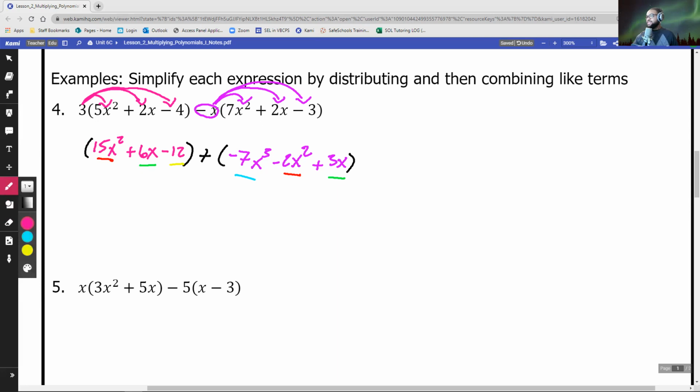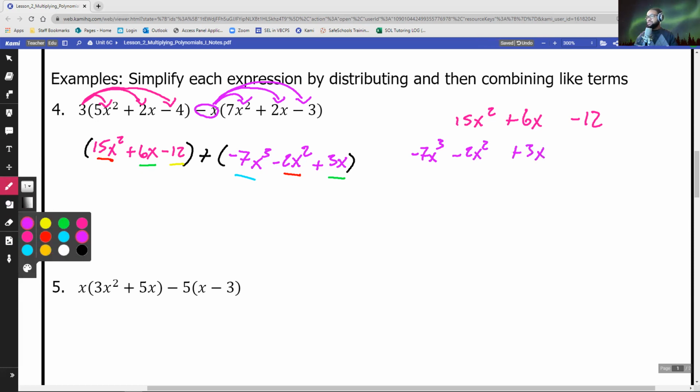I have a 15x squared plus 6x minus 12. And then I have a negative 7x cubed. I wrote that out to the side because I don't have anything cubed to match up with it. Minus a 2x squared plus a 3x. And that's what I got.